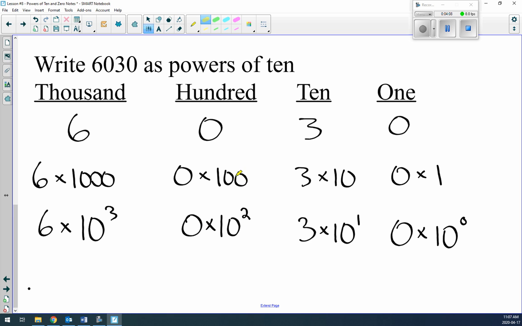Where did we get the 2 from? 2 zeros. 3 times 10 to the 1. Where did we get the 1 from? 1 zero. And 0 times 10 to the 0, right? Where did we get the 10 to the 0 from? Well, there's no zeros up here, so that's just 1.